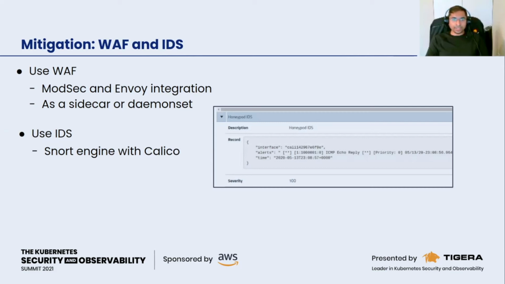And with Calico, you have the power to run the Snort engine on a container. If your services are sensitive enough, you can do that, and you can really choose your own signature set for that.